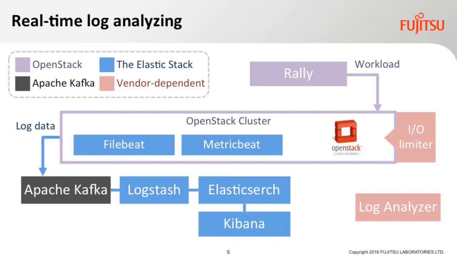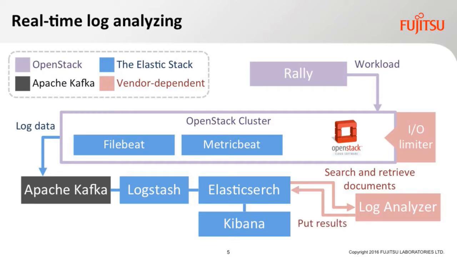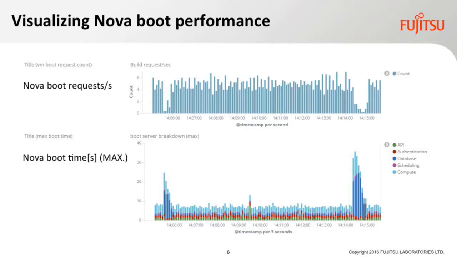Then OpenStack generates logs and sends log data to Logstash and Elasticsearch through an Apache Kafka cluster. And this log analyzer searches and retrieves logs from Elasticsearch, analyzes and manipulates them, converts the results into JSON format and puts them back to Elasticsearch. And finally, we can monitor the OpenStack performance by Kibana dashboard. So let's check some of the results.